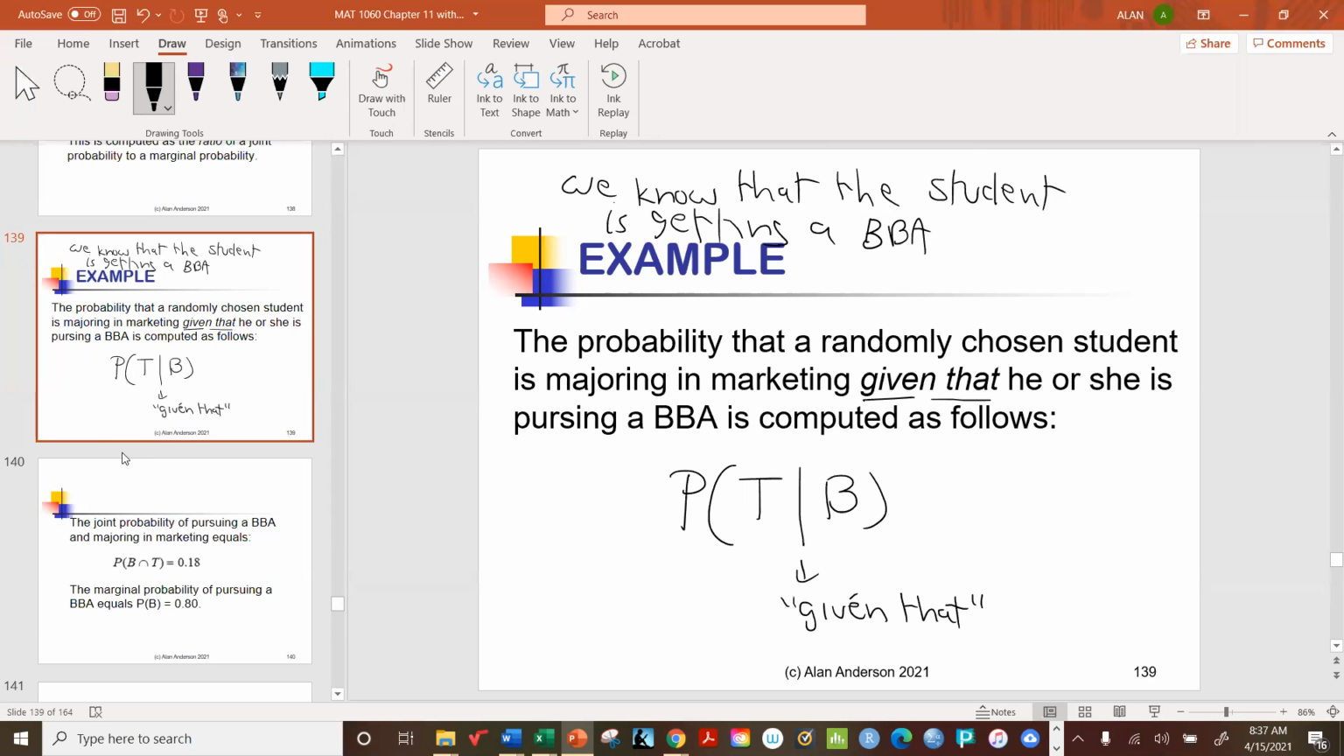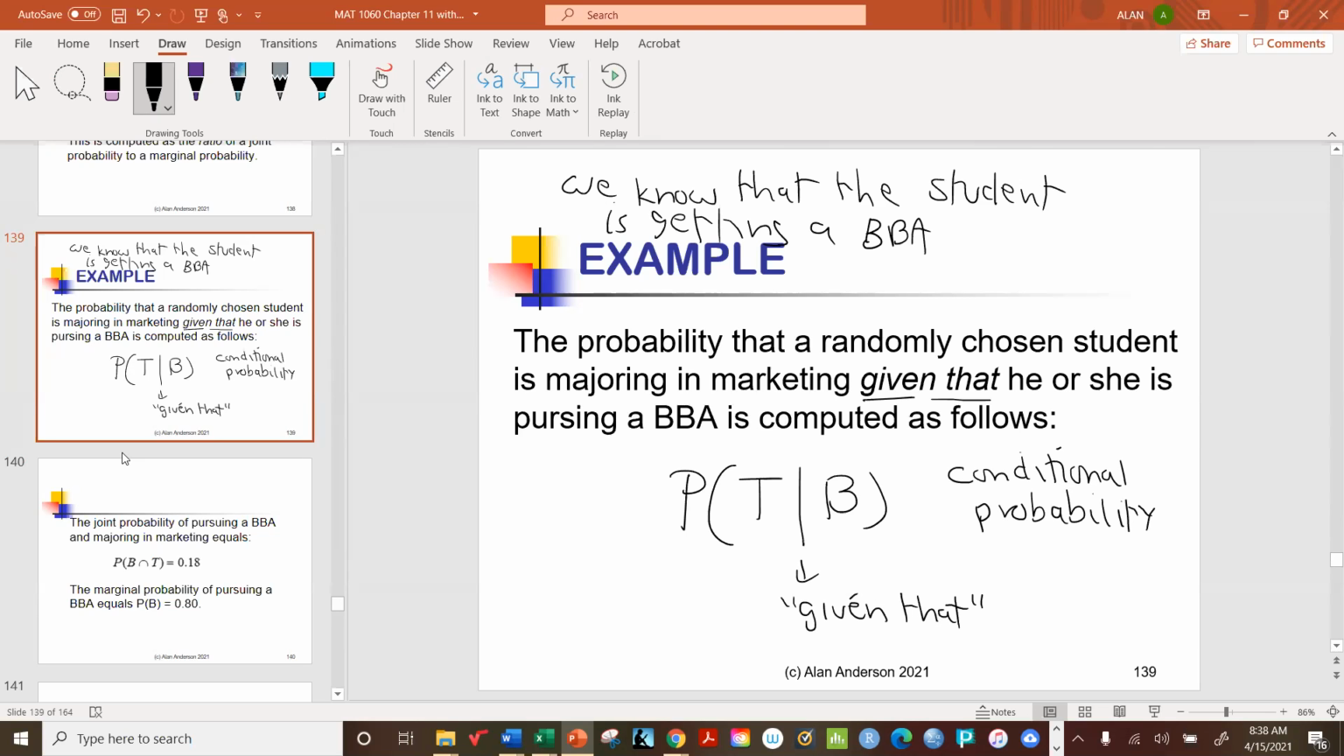So you can see this is very different than just asking the probability of T. This is different because now we know that the student is not getting an MBA, they're getting a bachelor's degree. And that will affect the probability because the proportion of students who are majoring in marketing is different among the MBA students as the bachelor students. And this type of probability is known as a conditional probability. And you can see why it's different, again, because of this extra piece of information that we know for a fact that the student is getting their bachelor's degree.